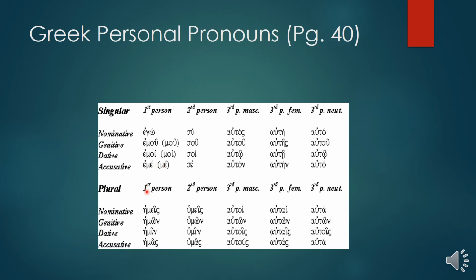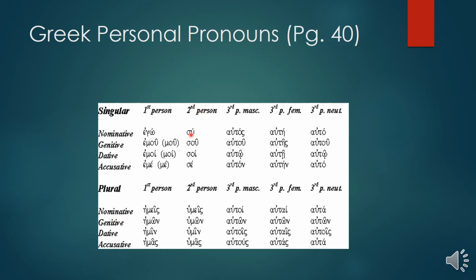Now the plural first person is hemeis. Notice the rough breathing mark. Hemeis is we. Hemon is of us. Plural, first person, of us. Dative is plural, hemin, to us, in us, on us, over us, for us. The accusative plural is hemas, us. Now, these are first persons. First person singular, first person plural, the nominative, genitive, dative, accusative case, plural, nominative, genitive, dative, accusative case.